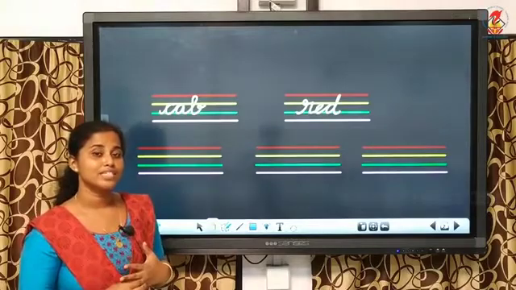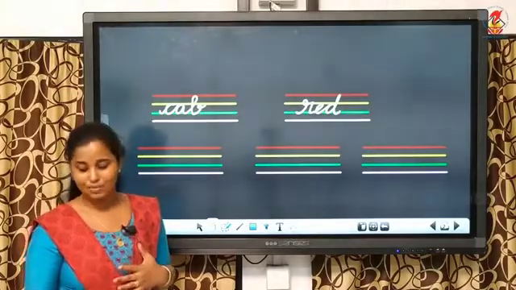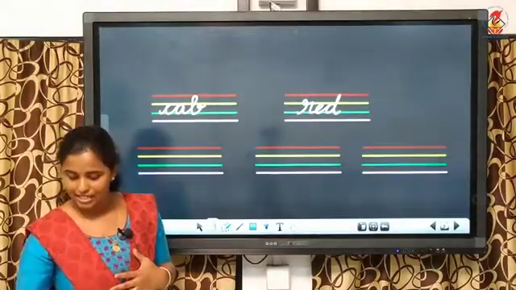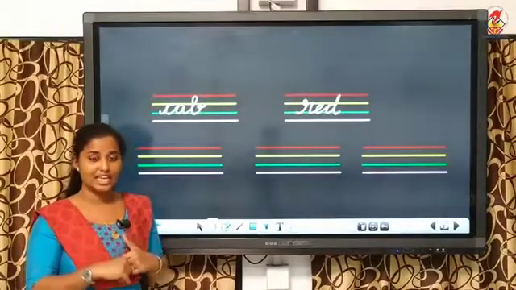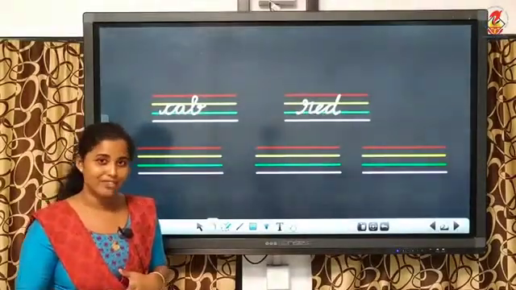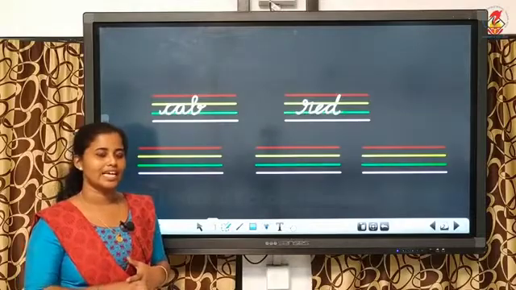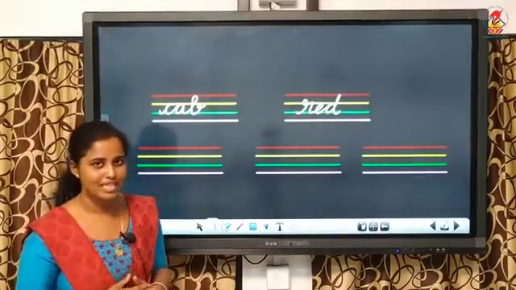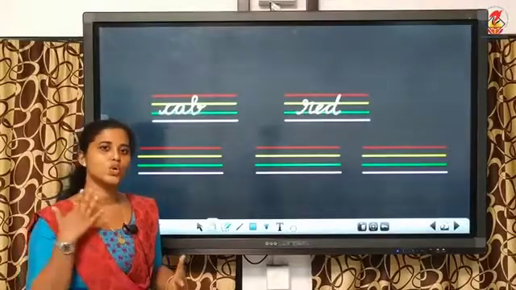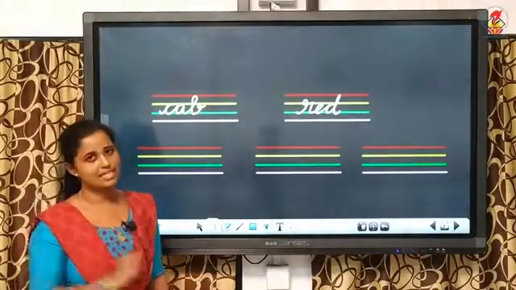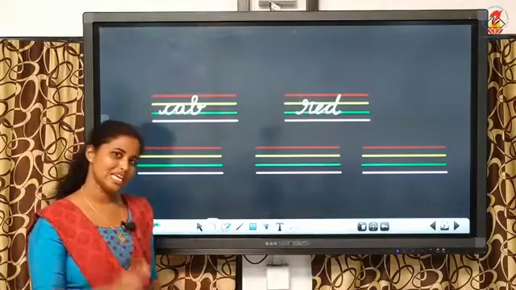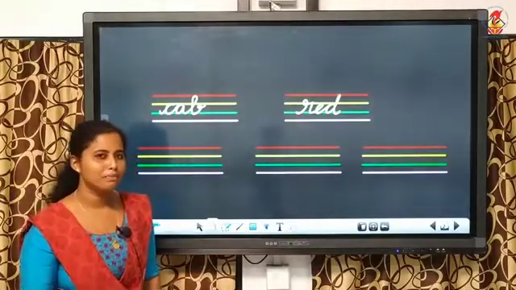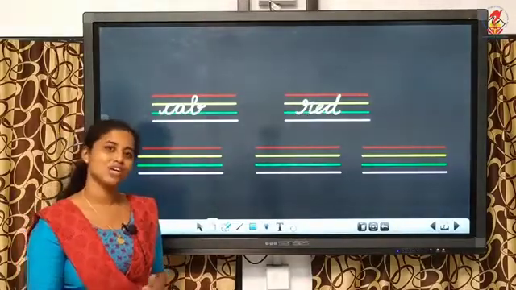There is a picture of a girl with an umbrella, right? Yes, and it's raining. There is a small duck. Did you find it? Yes, and you can color as you like according to your imagination. Okay, so this will be your first activity. Do it neatly and keep on practicing vowels and consonants.